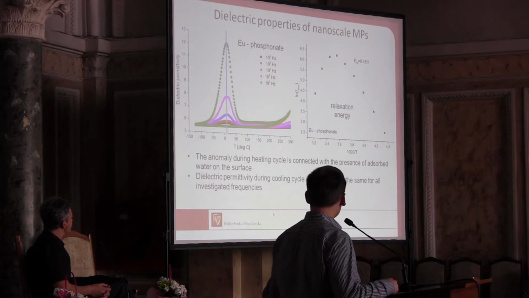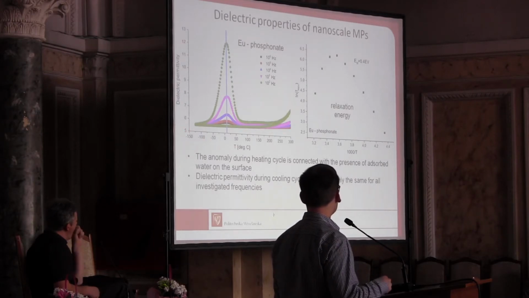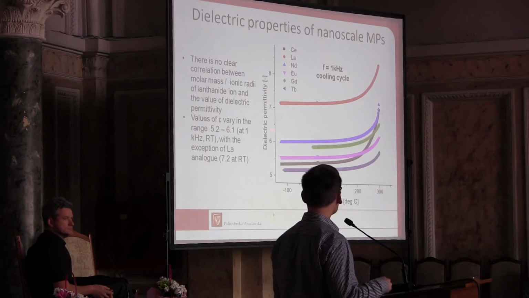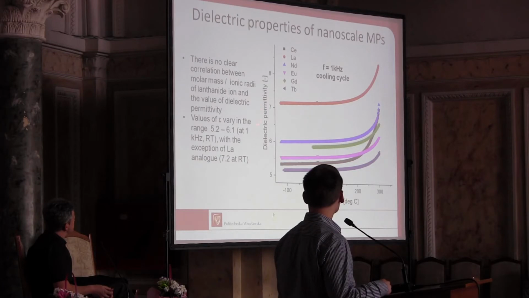When lowering the temperature during the cooling cycle, the dielectric permittivity is constant throughout the measurement range. Here I am showing the cooling cycles for all our samples. As we can see, the dielectric permittivity varies in the range from 5.2 to 6.1 at 1 kilohertz at room temperature, and the one exception is the lanthanum analog, whose dielectric permittivity is about 7.2.